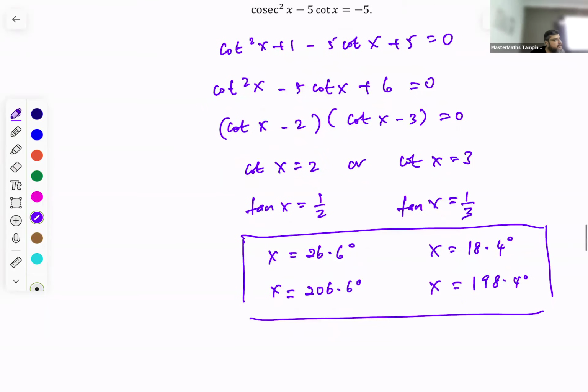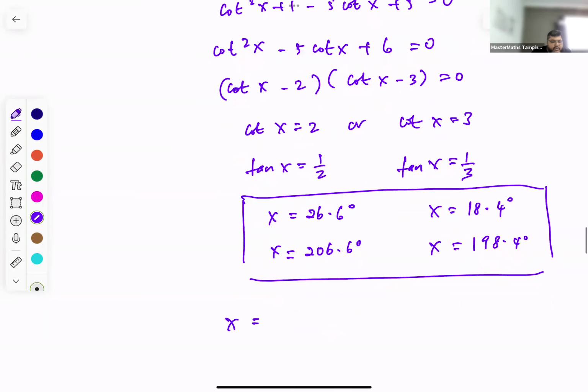Or you want to write it down, x is now equal to 18.4, 26.6, 198.4, and 206.6. You should write it down like this. Understand? We're done.